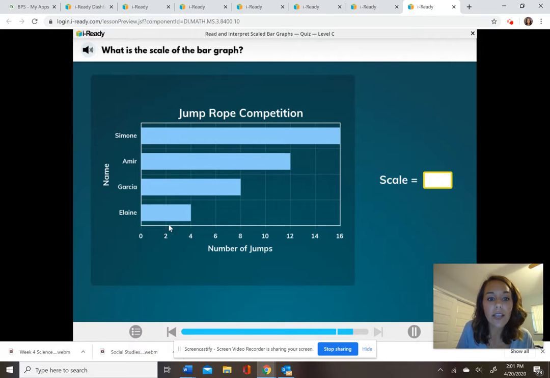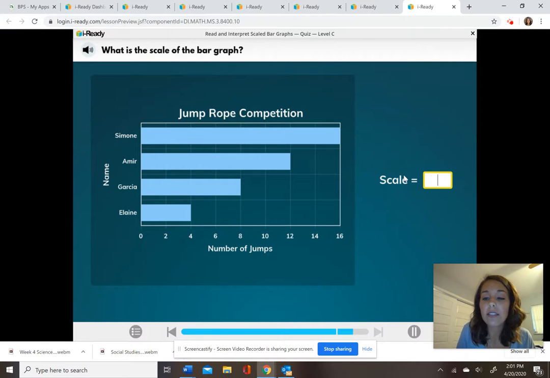So as far as the scale goes, a scale is the number in between each interval. So an interval is every time you see a number, that's called an interval. The scale tells me what I'm going up by each time. So is this number counting by 5s? Is this number counting by 1s? Is this number counting by 10s, by 2s? In this case, it is counting by 2s.